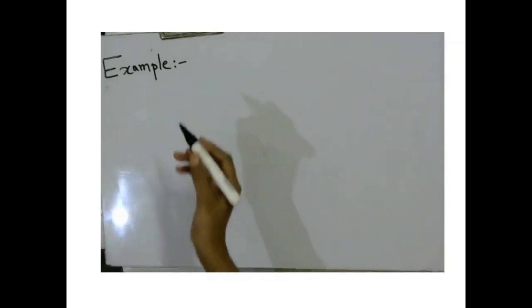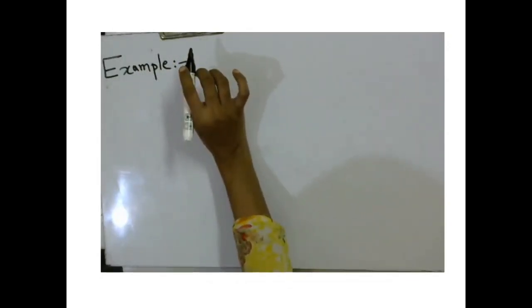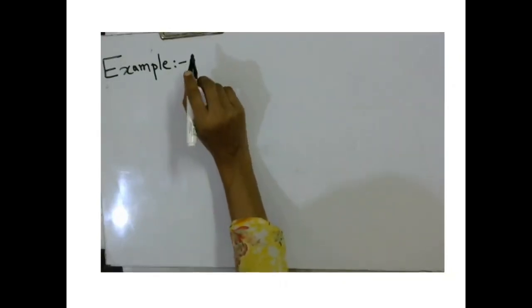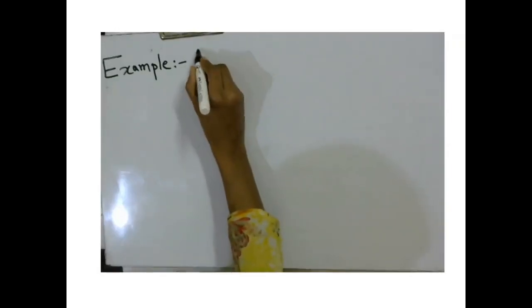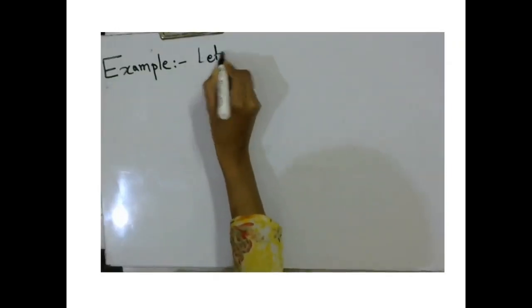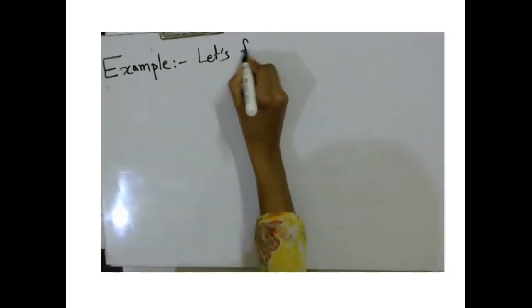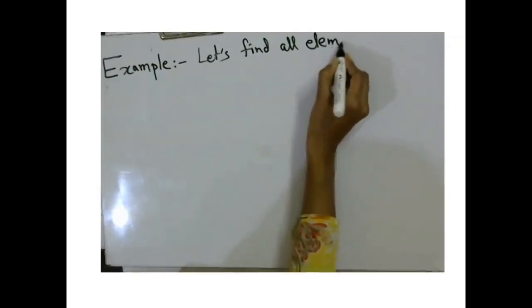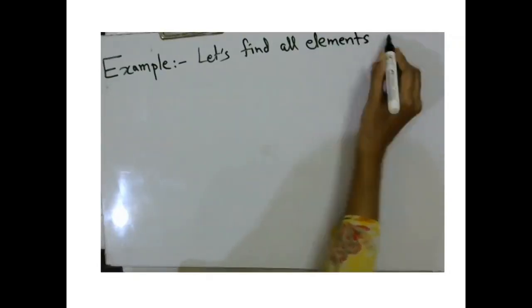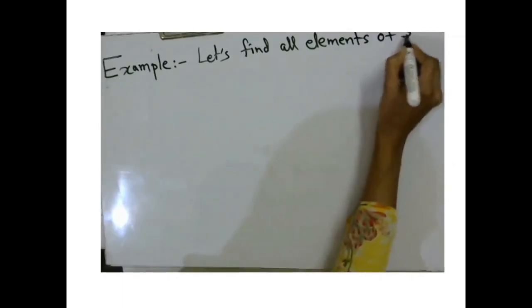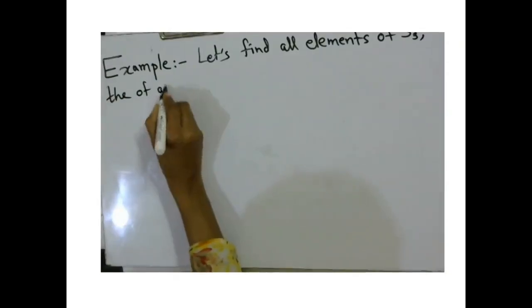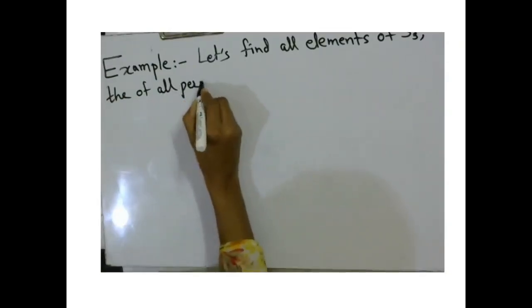Welcome back, student. In the last video we have seen the definition of permutation and how to write permutation in array notation. Now we are going to find in this example all the elements of S3. All elements of S3. Now what is S3? S3 is the set of all permutations on three symbols or three objects.